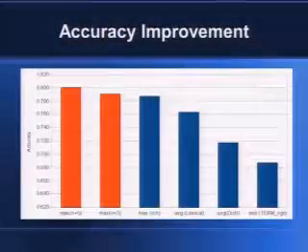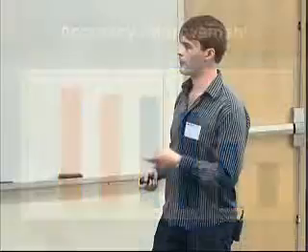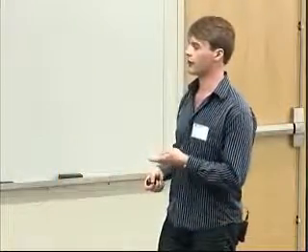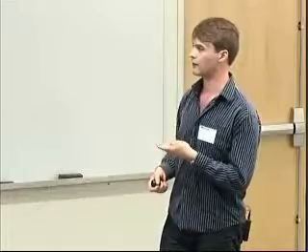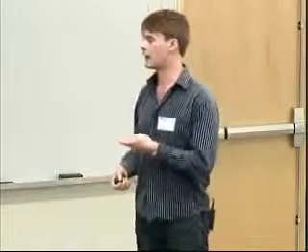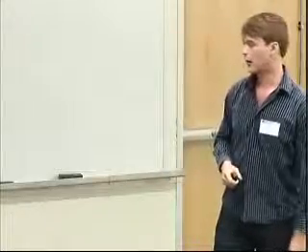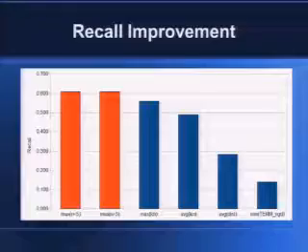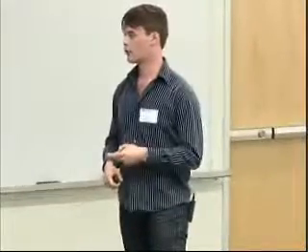So this is the accuracy improvement with the best group of 3 for n equals 3 and n equals 5. So we've beaten any of the individual metrics in terms of accuracy by using a voting metric. And also, here's the improvement in terms of recall. We've also managed to improve on recall.